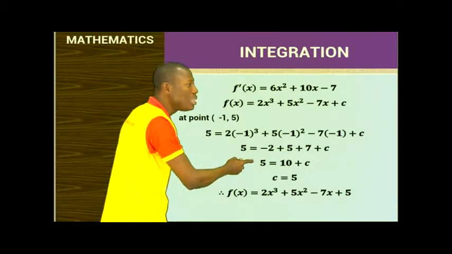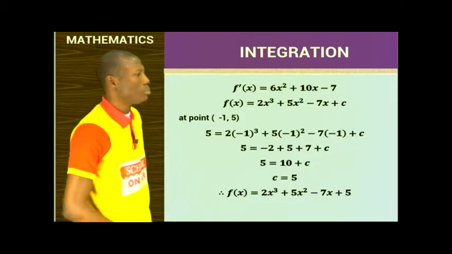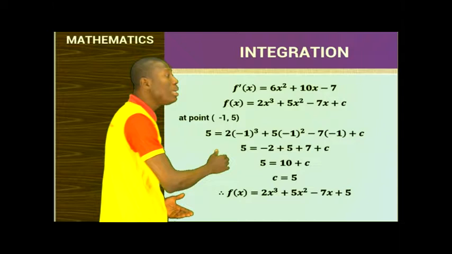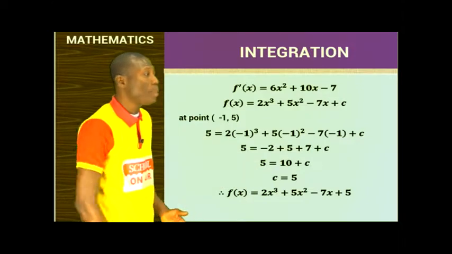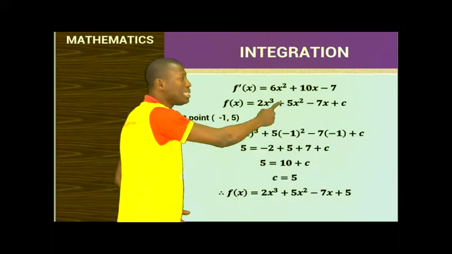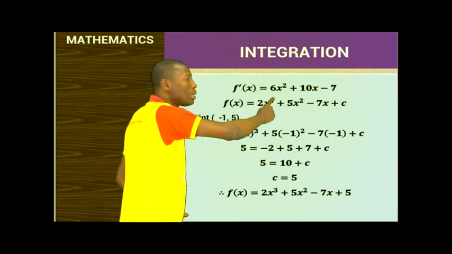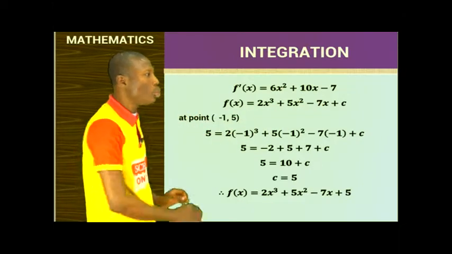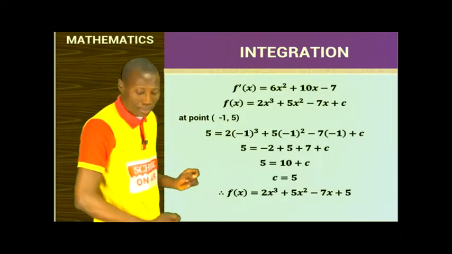Now c is equal to 5 minus 10. In this place, c is equal to minus 5. Now, when c is equal to minus 5, and you put the minus 5 inside the equation, you have 2x raised to power 3 plus 5x squared minus 7x minus 5. So that will be the final answer.